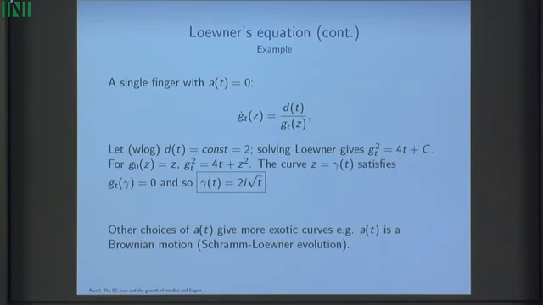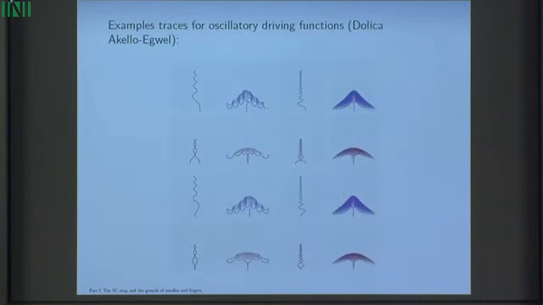Other choices of A of t give more exotic curves, and as I've already mentioned, when A of t is a Brownian motion, you get extremely exotic curves, ones that have been very well studied from a statistical physics point of view. Just to convince you, you can get very exotic curves. These were done by an undergraduate student of mine, just playing around with solutions of Loewner's equation. With oscillatory forcing, these are some of the curves that you can generate in time. So they're not necessarily just straight lines.